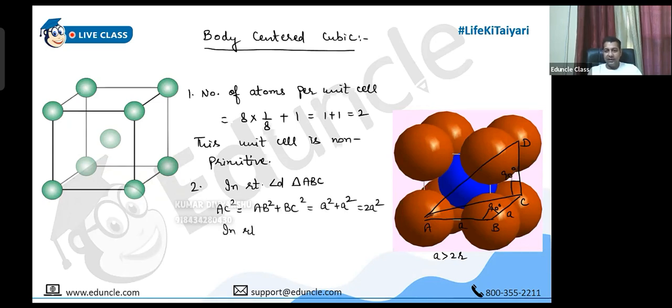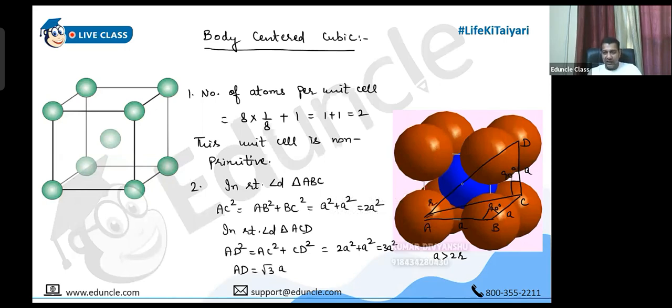Similarly, in right angle triangle ACD, AD square equals AC square plus CD square. This is 2A square plus A square again, because this is a cube, so all the sides are equal. So this is 3A square, so AD equals root 3 A. Now, if this radius is R, this will be 2R. This will be again R up to this point. So the total will be 4R. Please check.